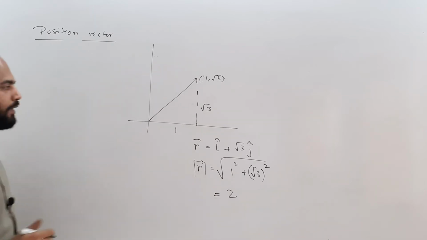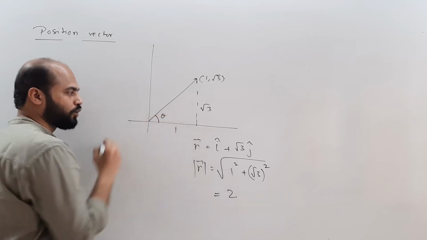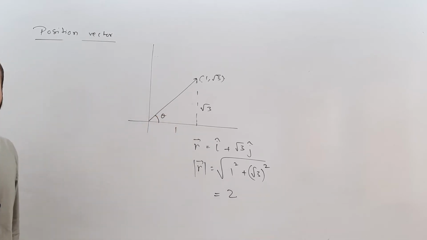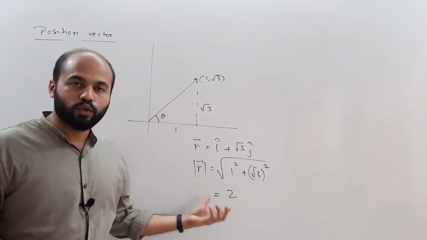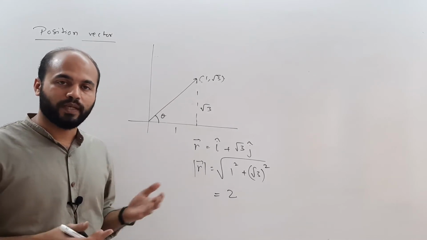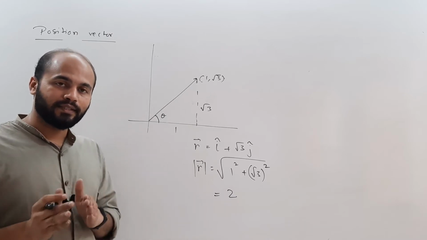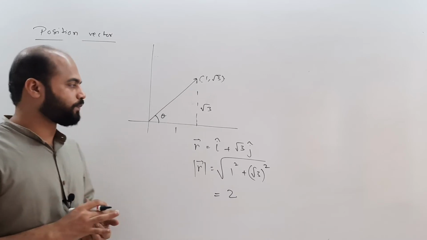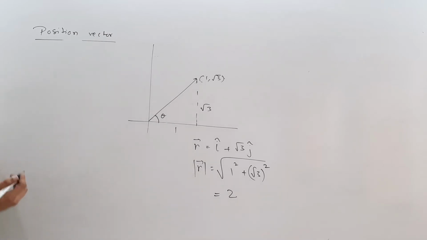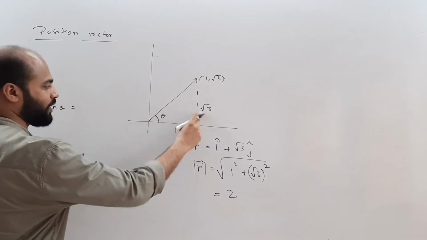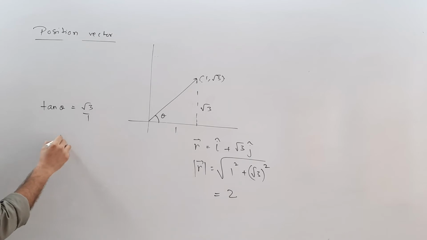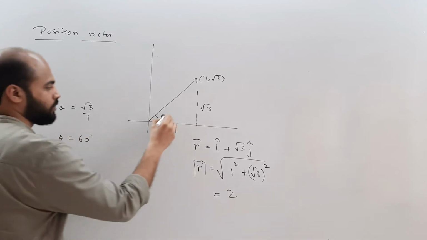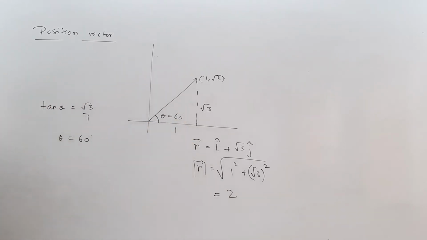Now let us say we have to find this theta also. Now this is a very important stage, because if I say that this vector is having a magnitude of 2 units, that is not good enough to specify this, because this is a vector and hence we will have to specify the angle also. So how to find the angle? We can just find tan theta. You can see that tan theta would be root 3 by 1. So theta has to be 60 degrees.